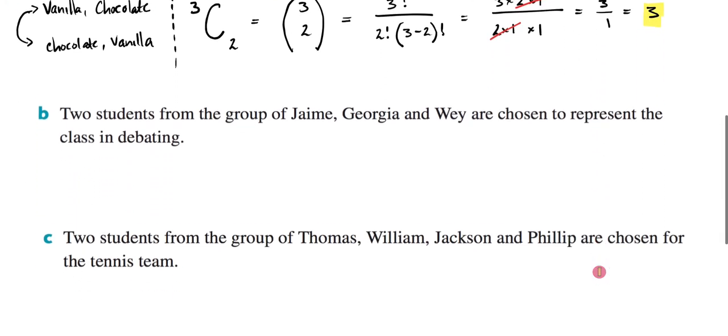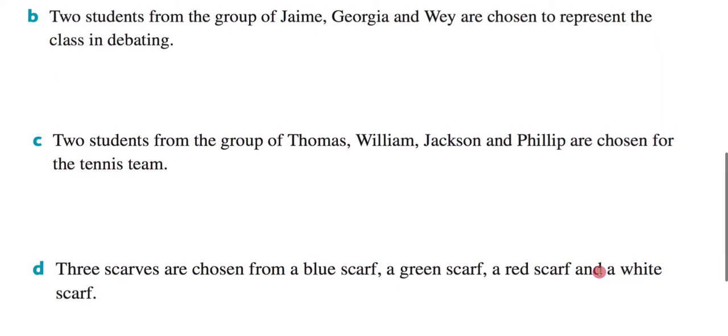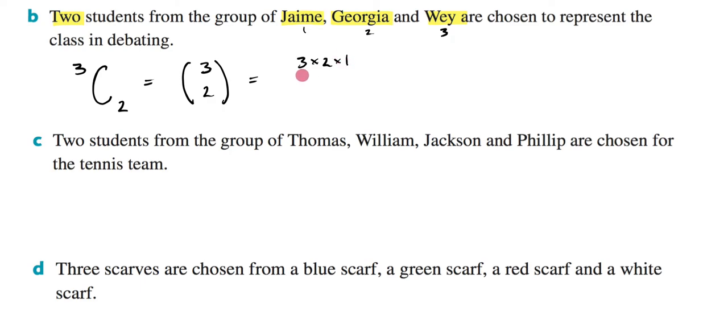Let's now move on to our second one. Here we have 2 students from the group of Jamie, Georgia, and Wei chosen to represent the class in debating. Yet again, we're dealing with combinations. We have 1, 2, 3 students to deal with, so my n is going to be 3. We have 2 students from the group, so we have 2 places to fill. Another way I could write this is 3, 2, and this is exactly the same as A. So I will write it out again, but it's exactly the same.